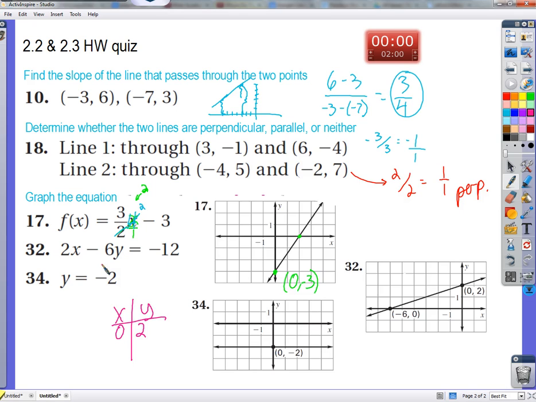Now you do the same thing. The thing about putting 0 in for x is that it got rid of this term. If we put 0 in for y, it'll also get rid of this term, and we'll just solve for x. So this goes away. If we put a 0 in for y, that goes away. 2x equals negative 12. Divide by 2, we get negative 6. So negative 6, 0. 0, 2.